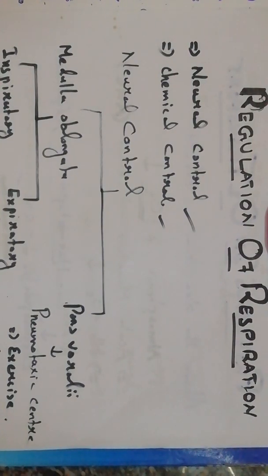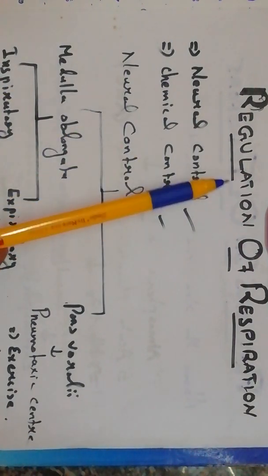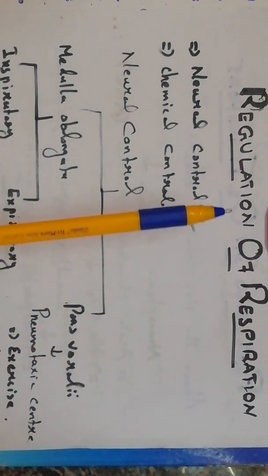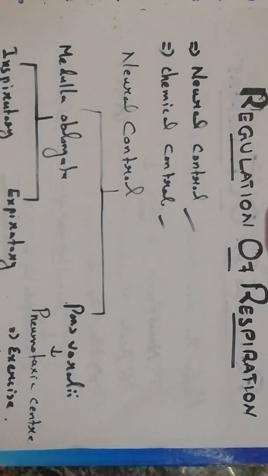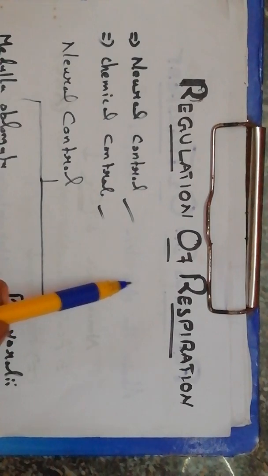Good morning, students. So today's session we are going to discuss the first topic, which is regulation of respiration. We know that one respiratory cycle includes two events: inspiration and expiration. These two processes go on automatically. Once inspiration is over, expiration happens automatically. This kind of activity is known as rhythmic activity.